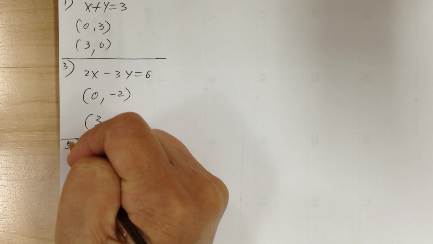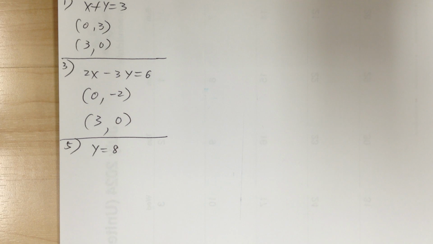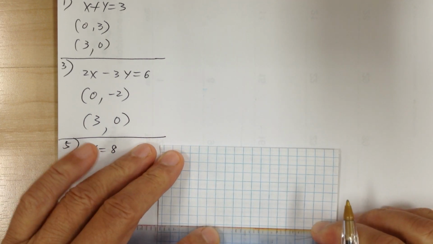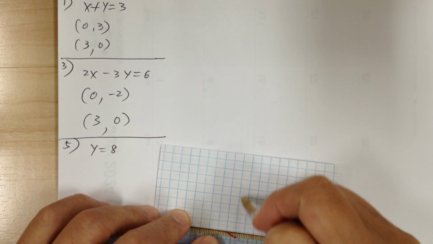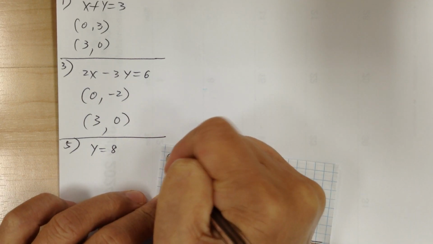Let's go to number 5. Y equal to 8. This one you don't have to get any points. So this is number 5.